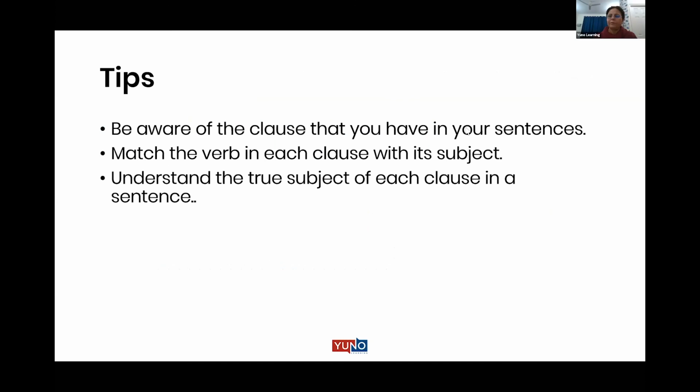Right. So we've discussed a few things. First of all, be aware of what? The clause that you have in your sentences. The clause or the clauses. Accordingly, look at the subject and verb. Where is the verb and where is the subject for it, right? Match the verb in each clause with its subject. This is where things go wrong. And understand the true subject of each clause in a sentence. That's what is needed.